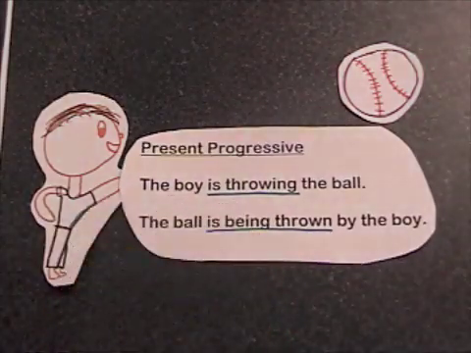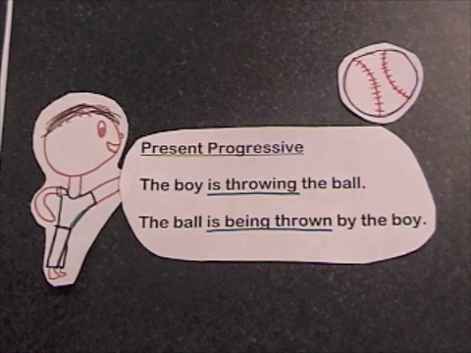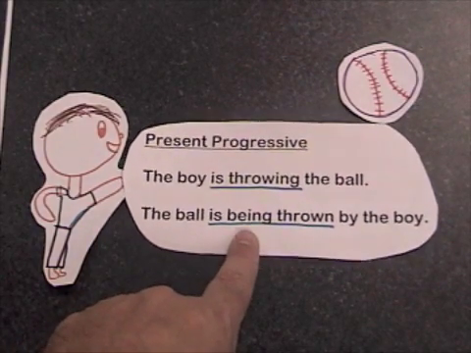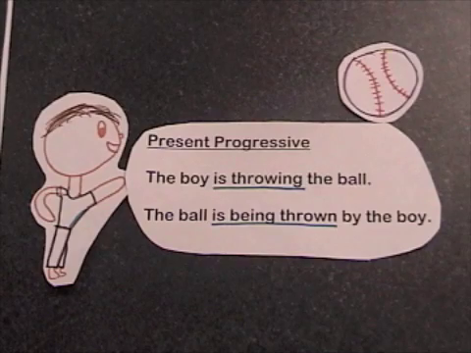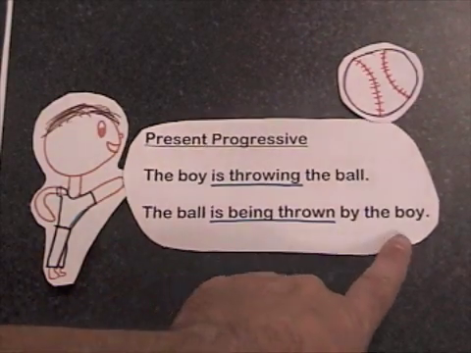How about the present progressive tense? The boy is throwing the ball. Is throwing is in the present progressive. So we take our be verb, put it in the present progressive, "is being." We then add the past participle "thrown." The ball is being thrown by the boy.